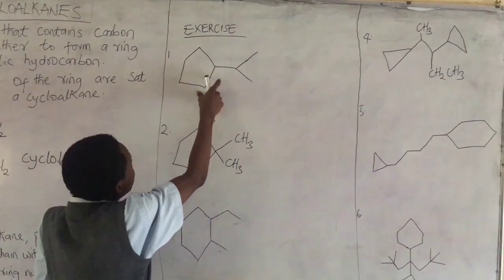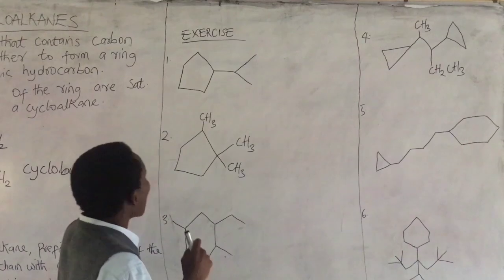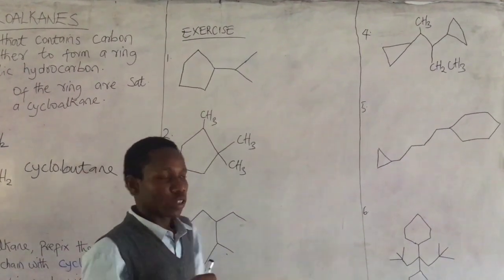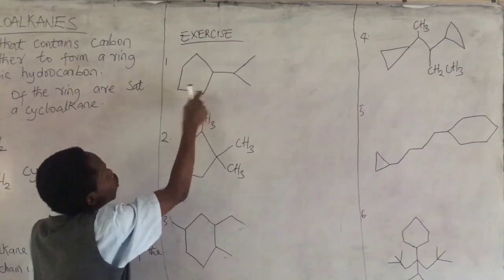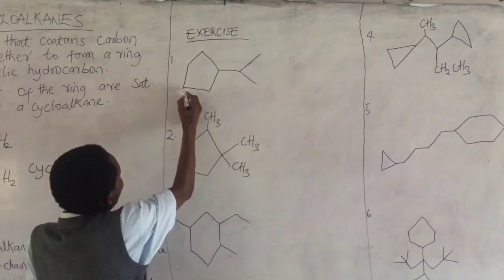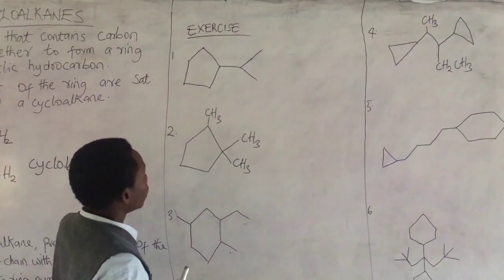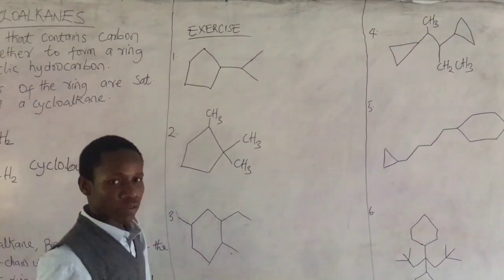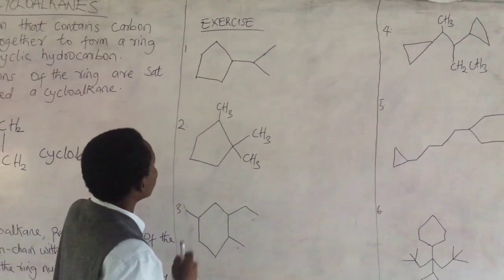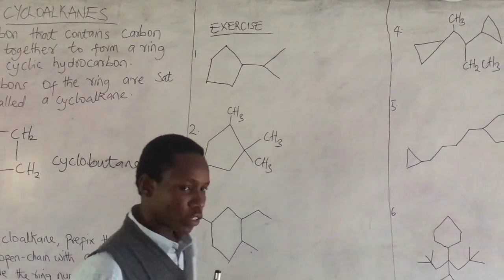How do we name this cycloalkane? The first thing we are going to do is to count the number of carbon atoms in the cyclic compound. In this ring form, we count the number of carbon atoms in the ring. We have 1, 2, 3, 4, and 5. So the ring compound here has 5 carbons. And 5 carbons stands for pentane. So we already know that this is pentane.